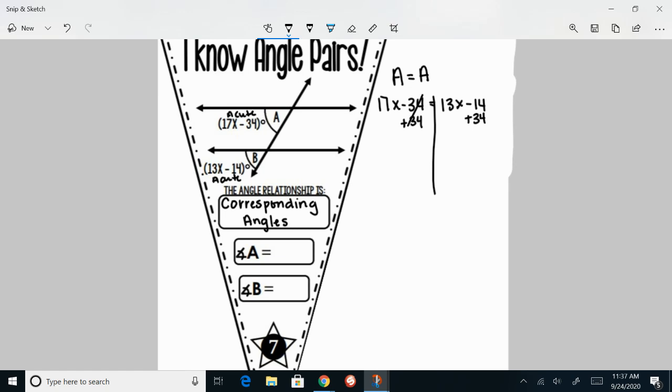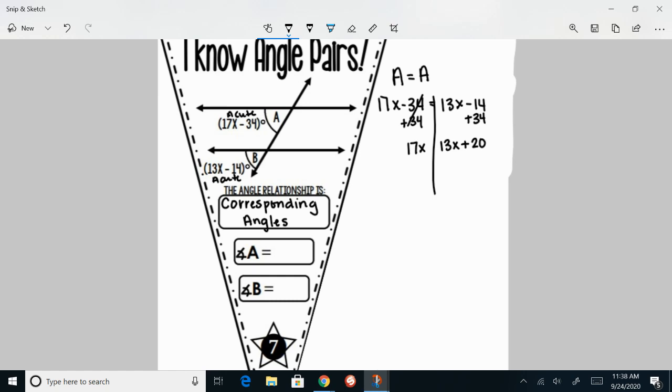These will cancel out, and I'm left with 17x on this side. I didn't do anything to my 13x, so I'm just going to bring that down. Now I have minus 14 plus 34. If you remember integer rules, you should know that you are going to subtract and take the sign of the larger number. So when I subtract, I get 20. My larger number is 34, so that's positive, so it's going to be plus.